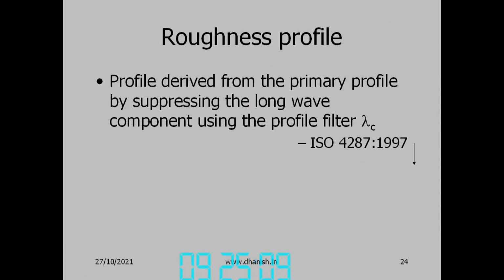Now we have to split it into roughness, waviness, and form. Form we are mostly not capturing, but anyway, when you filter with lambda c, all wavelengths above lambda c are removed. The profile derived from the primary profile by suppressing the long wave component is the roughness profile. The primary profile already does not have wavelengths smaller than lambda s. All wavelengths greater than lambda c are filtered by this filter. What is remaining is roughness.